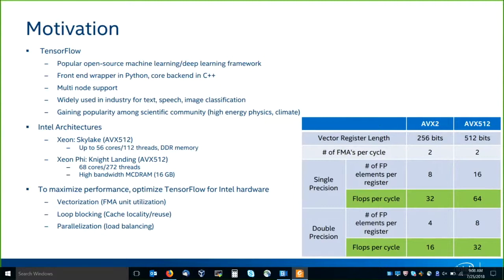So the motivation for Intel is that, as a CPU vendor, we are interested in understanding the latest emerging software frameworks that are being used by our users or the scientific community at large, at sites like Argonne, and optimizing these frameworks to extract maximum performance out of the platform. These typically involve vectorization to maximize FMA unit utilization, and some of the standard HPC optimization techniques that also apply in deep learning. These involve cache blocking algorithms and parallelization to make sure you have ideal load balancing among all the cores.